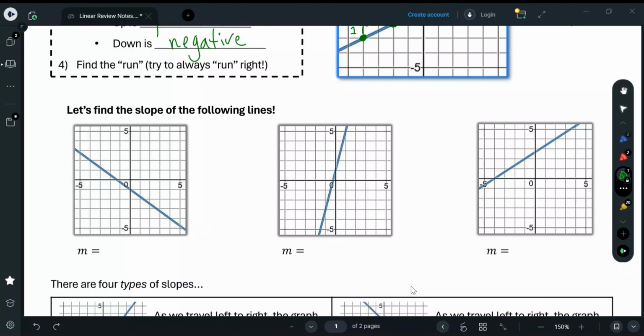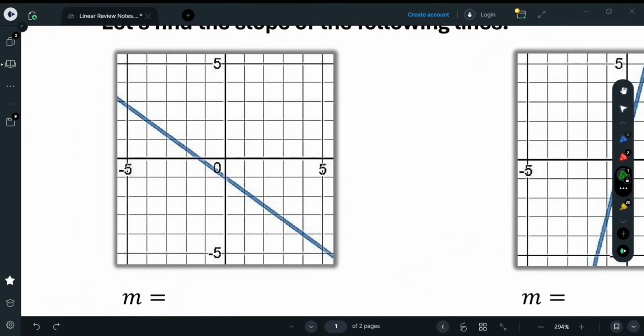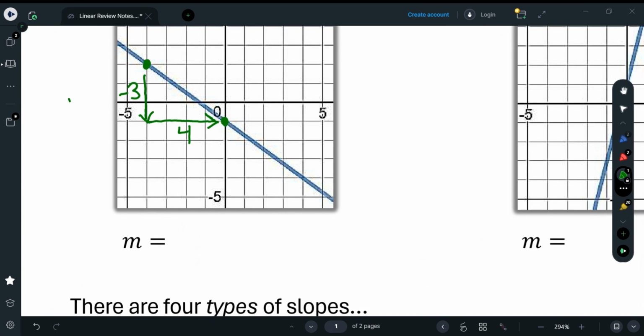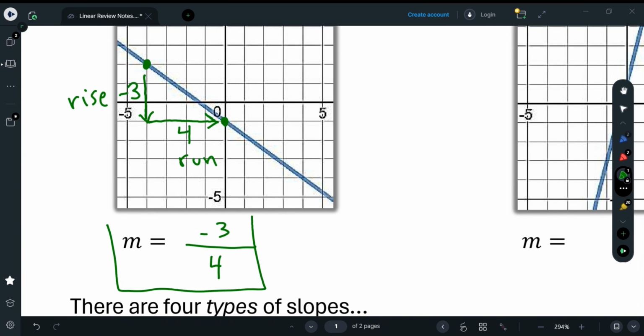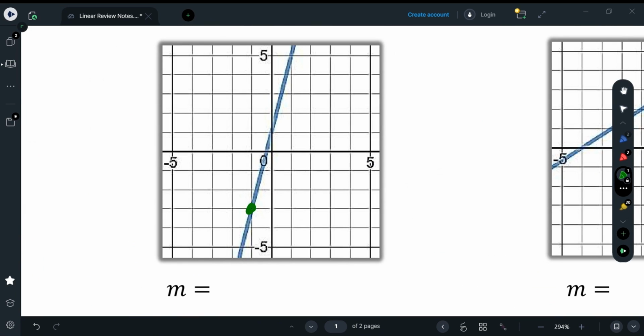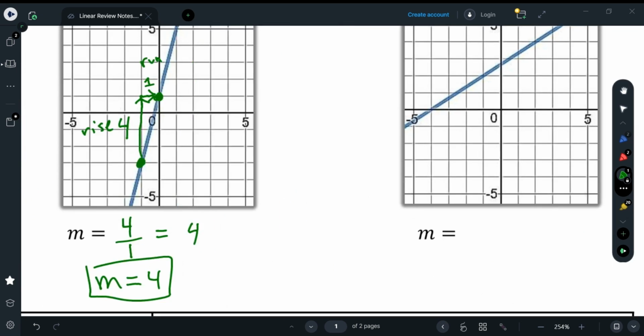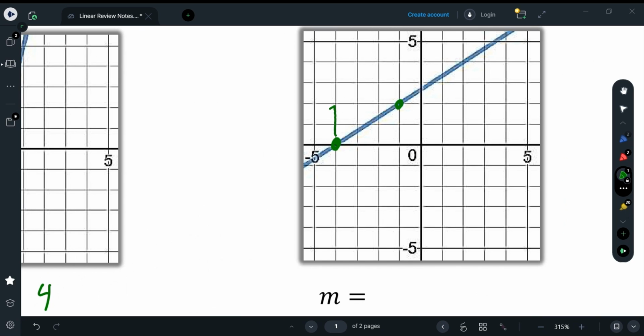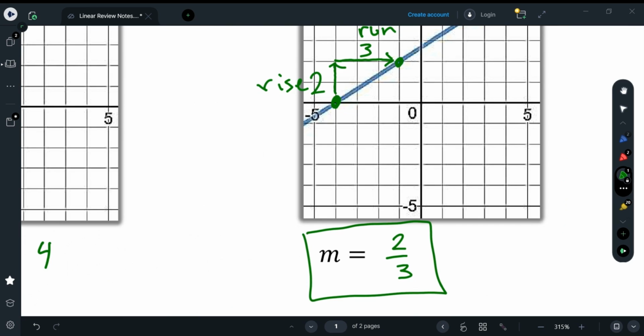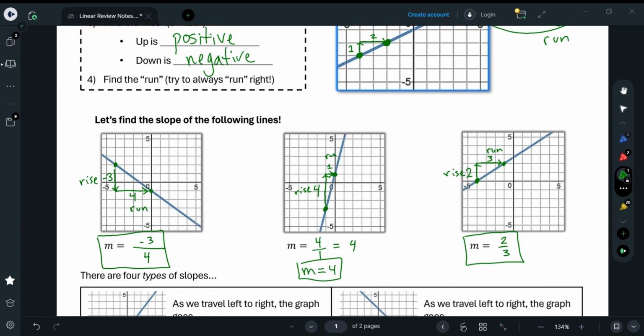All right, let's go ahead and take a look at these examples. All right, that's what we got for those 3 examples.